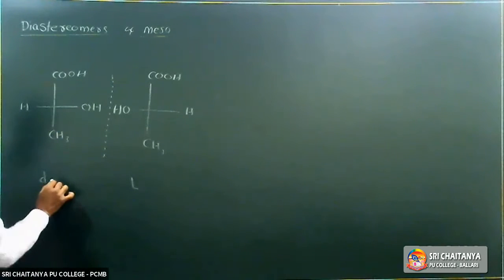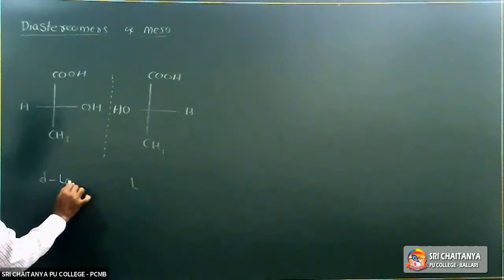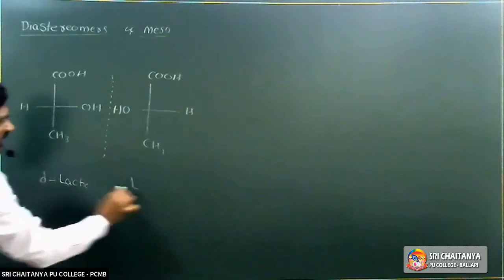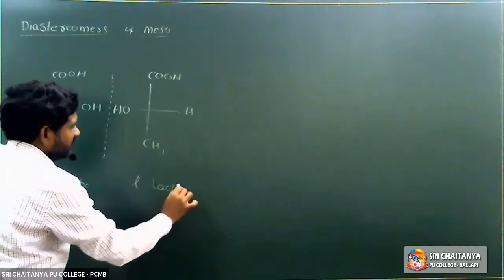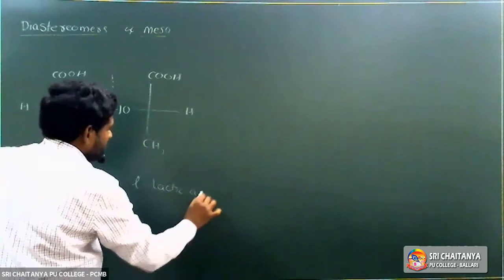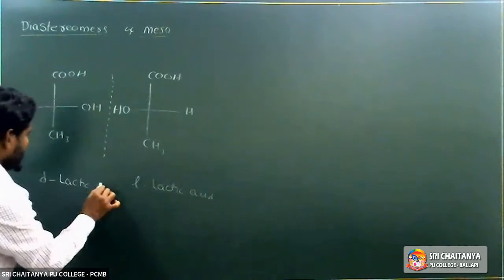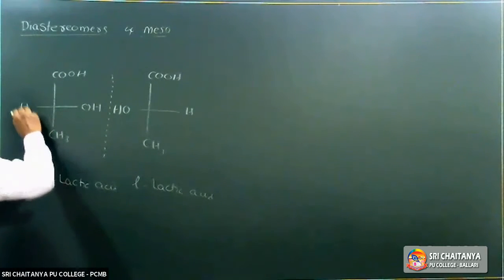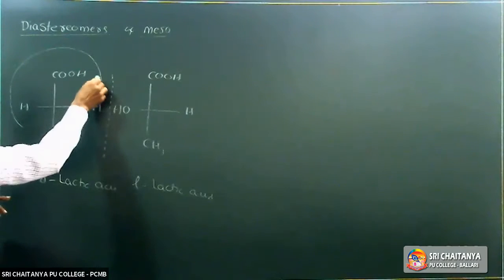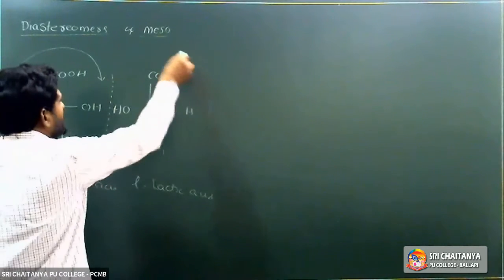So D means dextrorotatory compound. D-lactic acid, L-lactic acid. So small d lactic acid means it is a dextrorotatory compound, and small l lactic acid is a levorotatory compound.